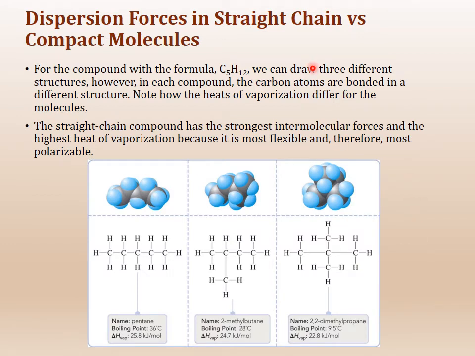Then dispersion forces in straight chain versus compact molecule. That was the first one that we did, the size of the atom, in which you had small versus big size. Now we're going to look at when you have a straight chain compound versus something that is completely branched. And when you have a straight chain compound, you have a larger surface area, and because of the larger surface area, the interaction between two molecules can be a lot more. And because of that, the boiling points are usually high for these molecules.